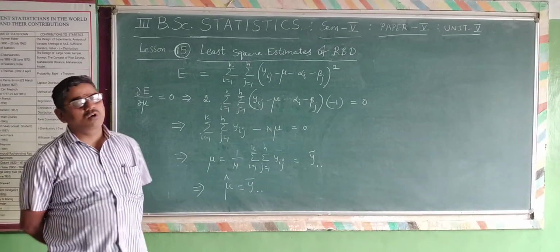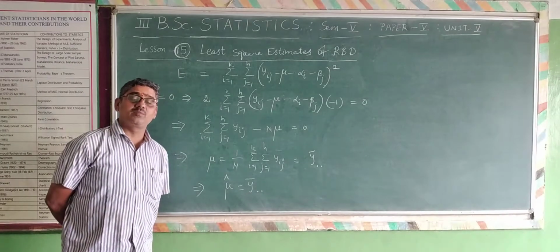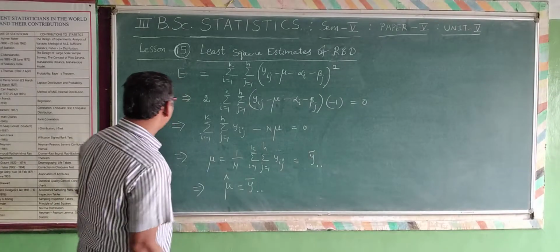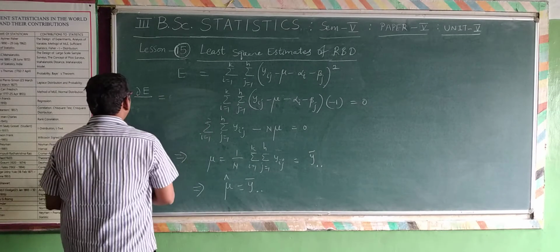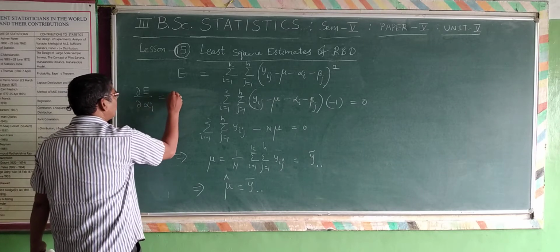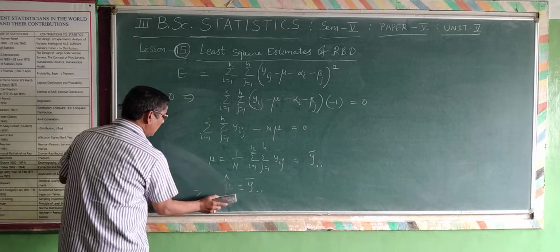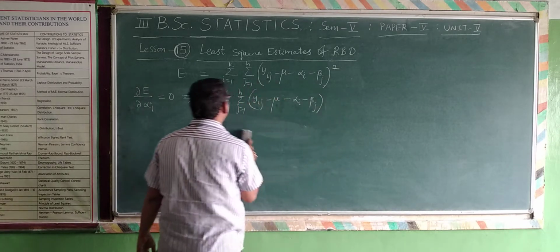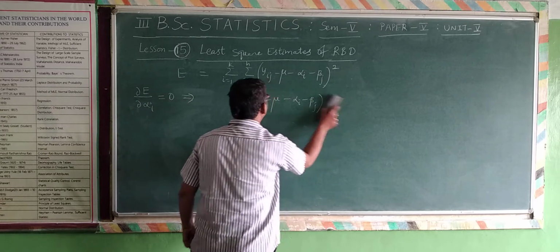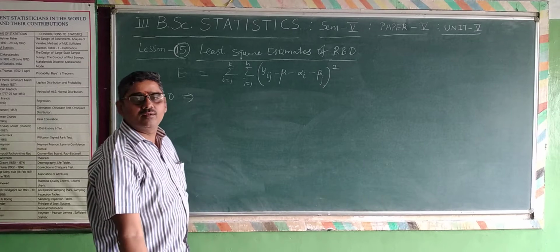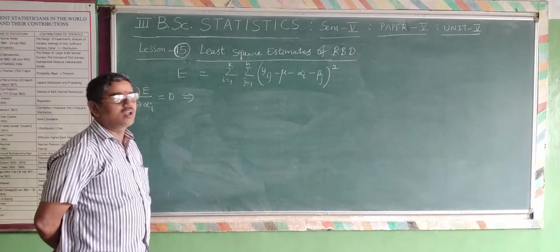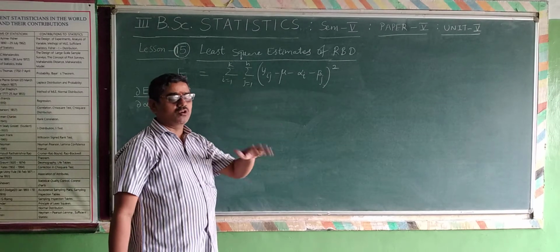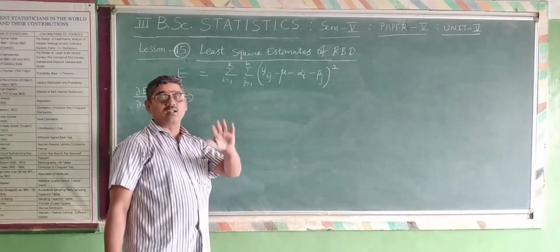Now we have to calculate alpha i, estimate the parameter alpha i, for which we have to consider dou E by dou alpha i is equivalent to 0. And then we have to differentiate with respect to alpha i. So what you will get, for i is equal to 1, the differentiation becomes 0. We have to expand i, that is what my terminology.